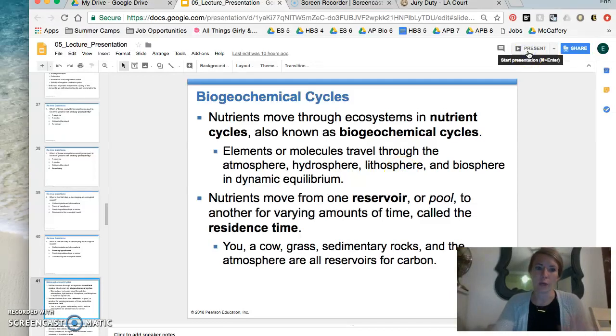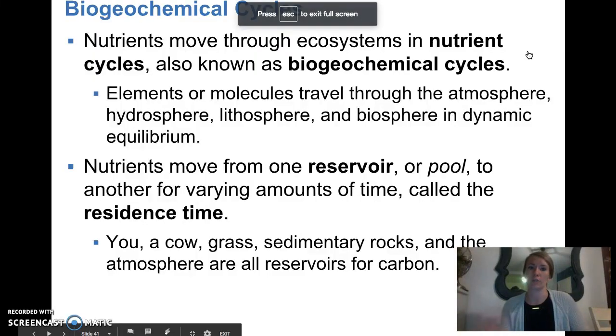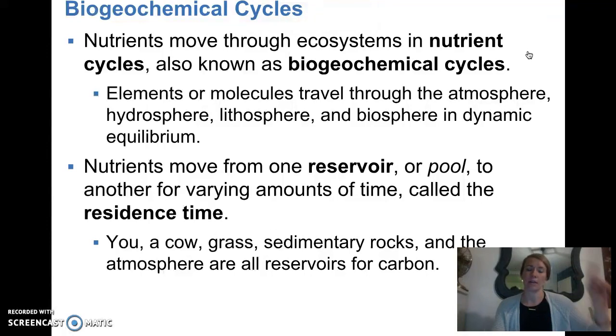Here we are, lesson 5.3, biogeochemical cycles. So now we're into the last part where we're talking about those nutrients and how they travel through the ecosystems. And it's all a cycle. Remember that matter is being recycled, so it's never leaving the ecosystem. It's just being reabsorbed in a different way.